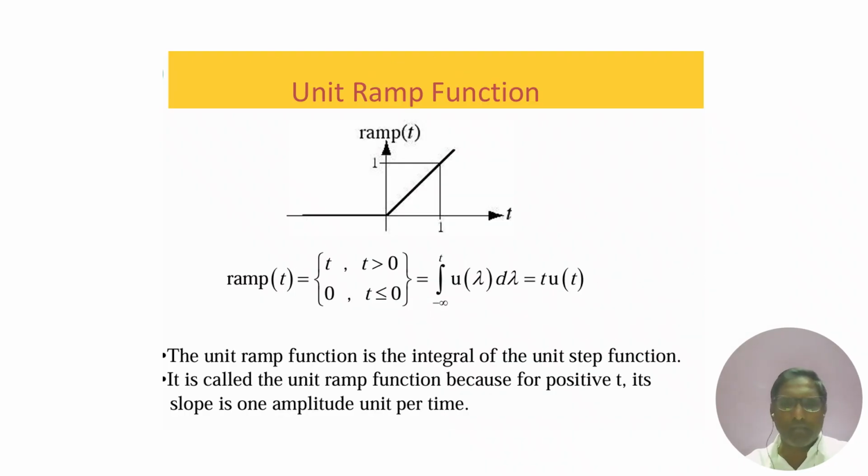Next, unit ramp function. Here they denote it as ramp of t. When t greater than 0, the ramp function is t. When t less than 0, the ramp function is 0. The unit ramp function is the integral of the unit step function. It is called the unit ramp function because for positive t, its slope is 1 amplitude per unit time.